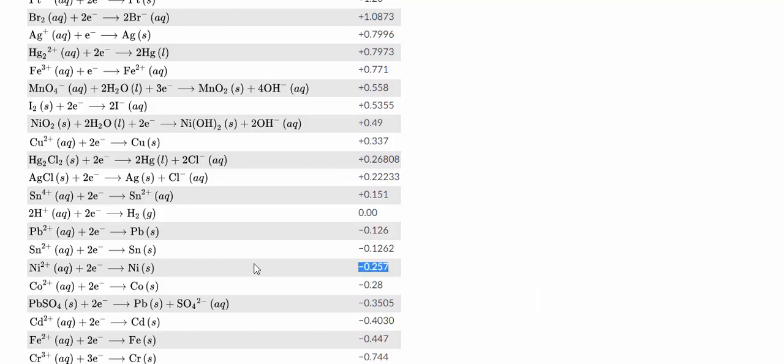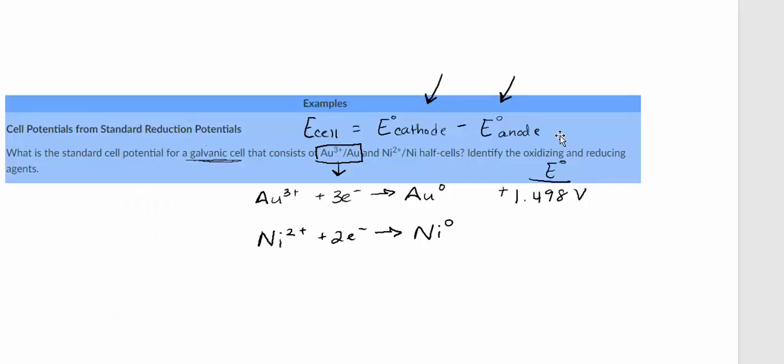Now I'm going to go back and look for my nickel. Nickel is found here. You see it matches the half reaction that I wrote down. Nickel 2 plus 2 electrons reacts to form solid nickel, and it has an E0 of negative 0.257 volts. The greater the standard reduction potential, the more likely that's going to be the cathode. Greatest chance of being reduction. This is going to be my anode.